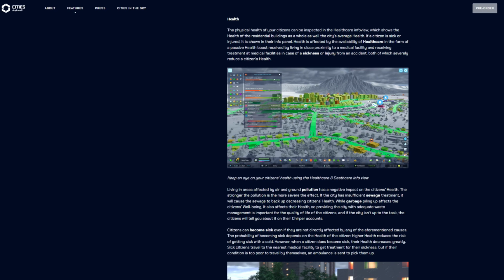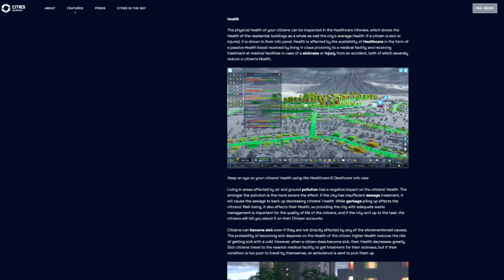Citizens can become sick even if they are not directly affected by any of the aforementioned causes. The probability of becoming sick depends on the health of the citizen. Higher health reduces the risk of getting sick with a cold. However, when a citizen does become sick, their health decreases greatly. Sick citizens travel to the nearest medical facility to get treatment for their sickness. But if their condition is too poor to travel by themselves, an ambulance is sent to pick them up.